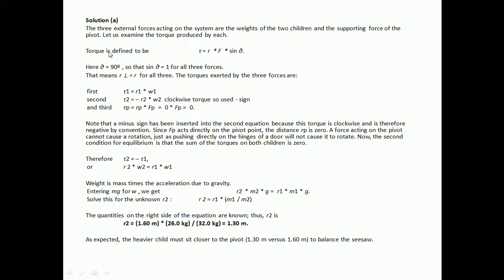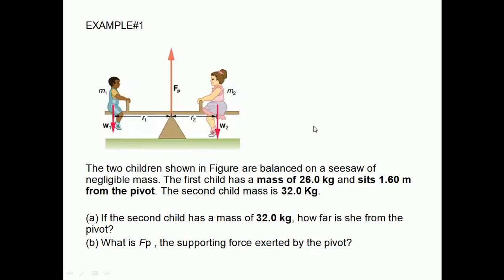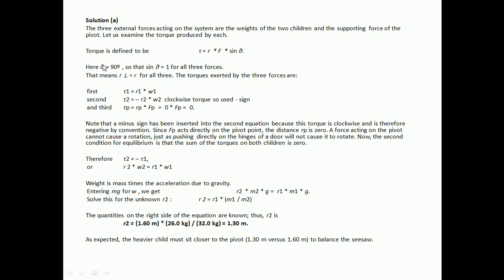So what is the definition? Because it is a rotational environment where the children are sitting on the seesaw, this is the pivot, so this is a rotational area. Now we come back to the question. The torque is defined by the radius, the force, and the sine theta. But here the theta is 90 degrees, so sine theta is equal to 1.